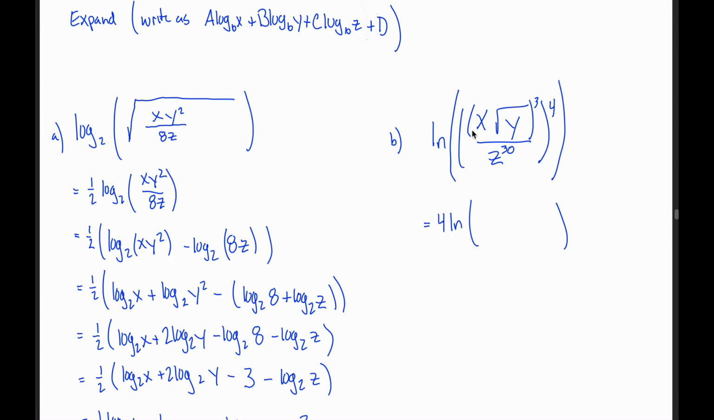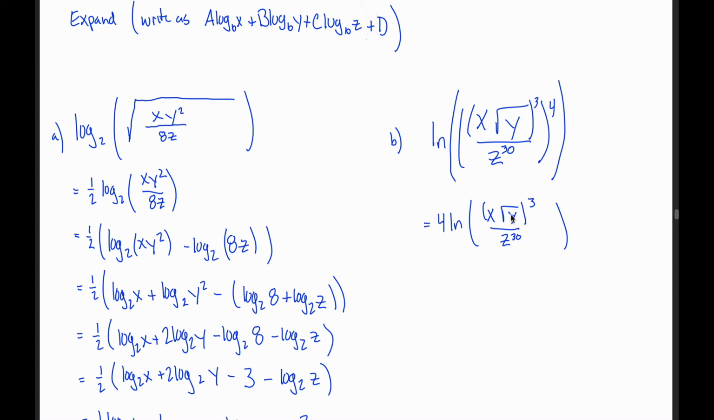If you're using log rules, you might recognize that this is a whole bunch of stuff raised up to the 4th power. So I can take that 4 down in front of the log, and I get 4 times the natural log of all that stuff. In this case, x times the square root of y divided by z to the 30th power, and it looks like the x square root of y, the numerator only, is raised to the 3rd power. It's tempting to then take care of this 3 and bring this down in front of the log, but you can't because this entire fraction is not cubed, just the numerator is cubed.